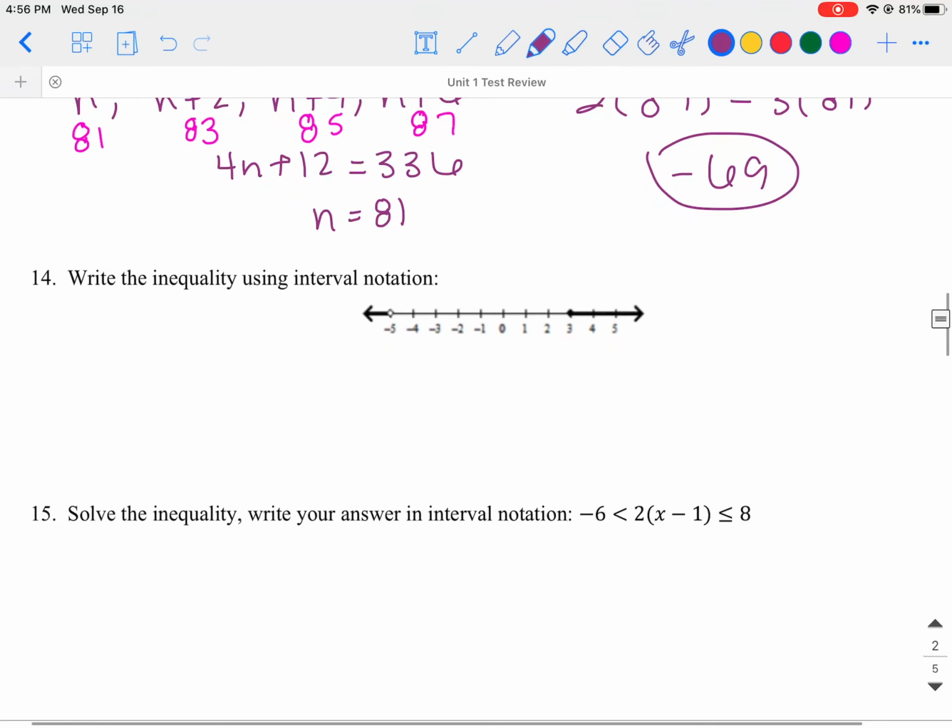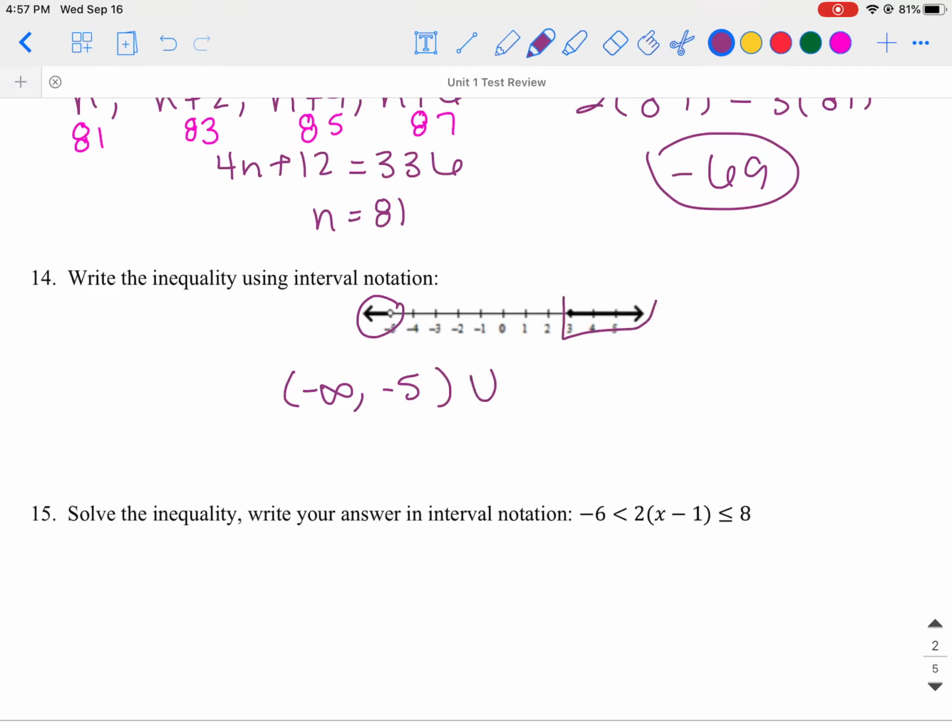We have to write this into interval notation. So this part starts at -infinity and stops at -5 with a parenthesis because the dot is open. Then we have a union because we have this other piece that starts at 3 with a bracket because the dot is closed and stops at positive infinity.